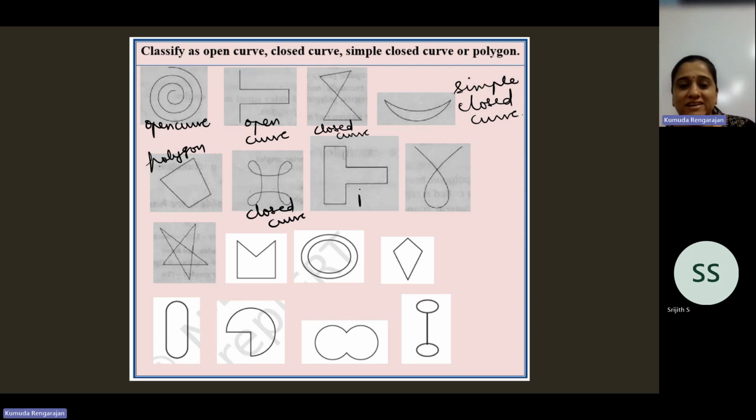Polygon, very good, Harini. Polygon, because it is a curve, it is a closed curve, it is a simple closed curve, it is made up of line segments. So it's a polygon.